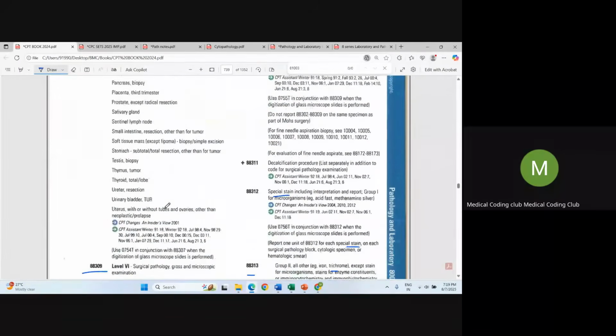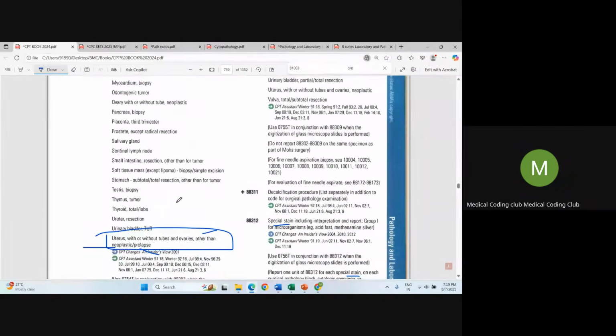307, also you will be able to see uterus. Here it says other than uterus with or without tubes, ovaries, other than neoplastic, other than prolapse. It is not for cancer or even for prolapse, something other than that. Then you can give 88307 as your CPT code.